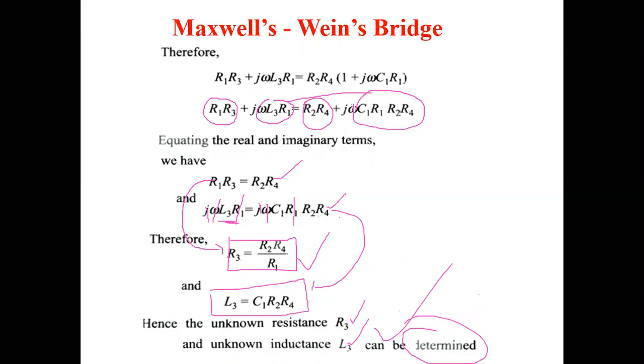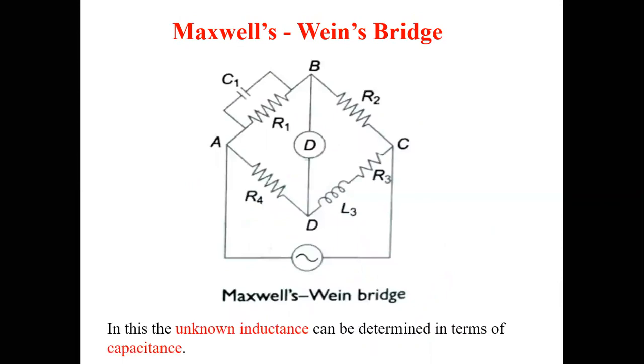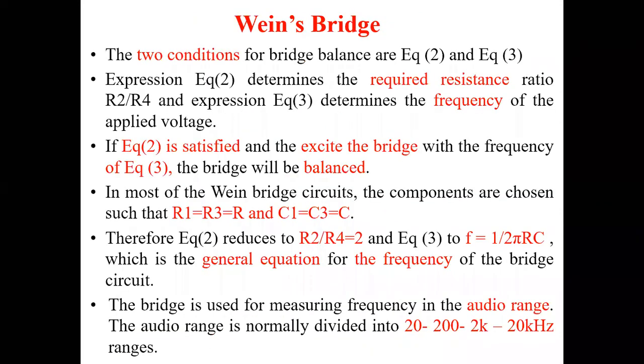So today we have studied the Wien bridge as well as Maxwell's Wien bridge, and tomorrow we will see the Anderson bridge and Q meter. Okay.